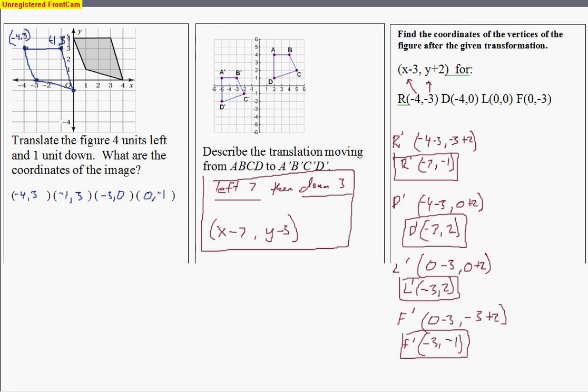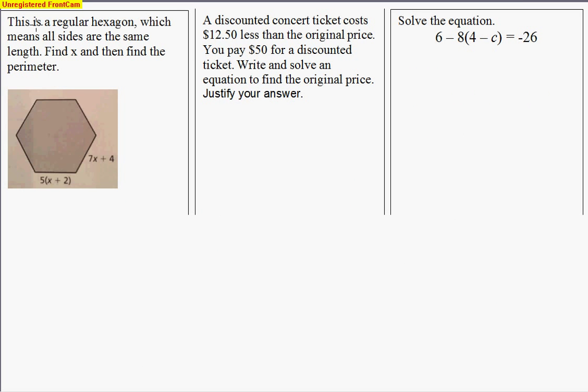So taking a look at the last 3 problems, we have this one here. It says this is a regular hexagon, which means all sides are the same length. Well, if all sides are the same length, we can find x because we can set 5 times x plus 2 equal to 7x plus 4. You can go ahead and solve. So I'll use that distributive property, 5x plus 10 equals 7x plus 4, and then I'll just use opposite operations. So we'll go ahead and subtract the 5x from all sides. And along with doing that, I'll go ahead and subtract the 4 from all sides to save myself a little bit of time. And so now I've got 2x equals 6.